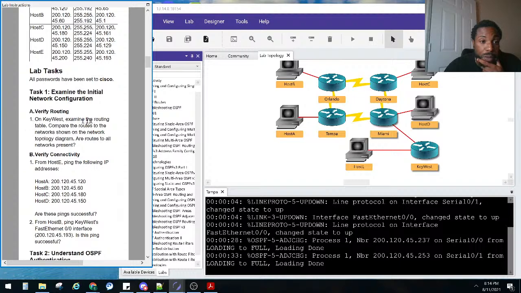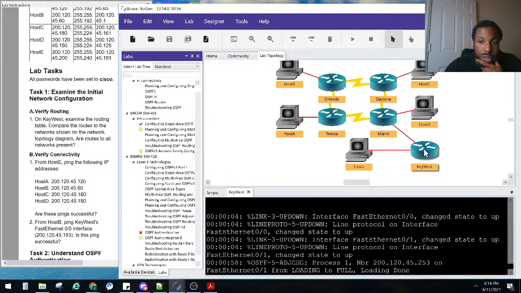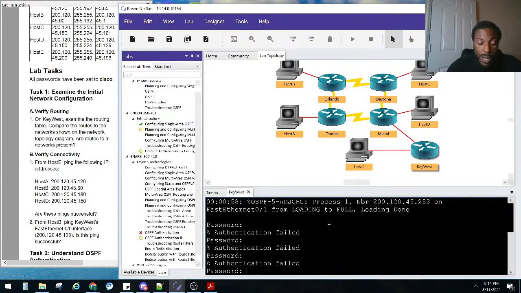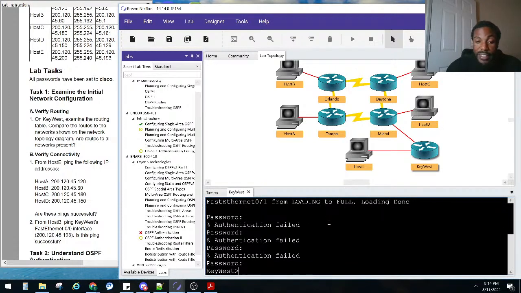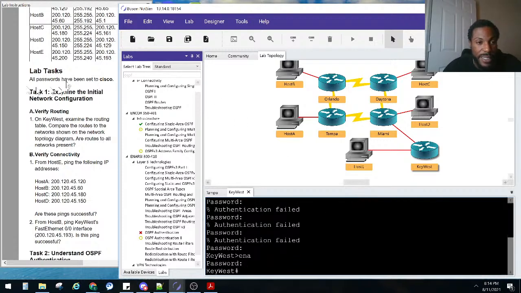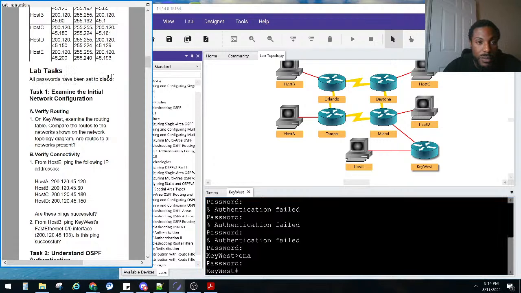On Key West, examine the routing table. So let's go to Key West right here. I ain't asked y'all. Y'all ready to go? I don't know if anybody is here. The password is Cisco, by the way. So much for security, right? Enable is also Cisco. C-I-S-C-O. Right? That's what they said over here. All passwords have been set to Cisco.